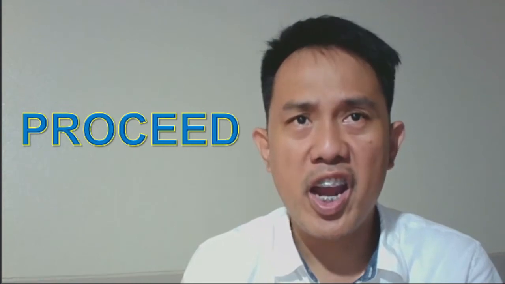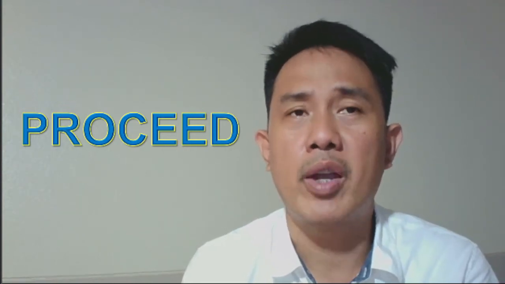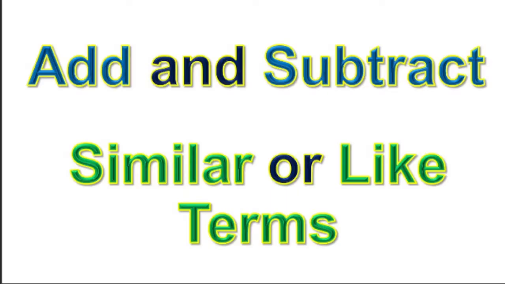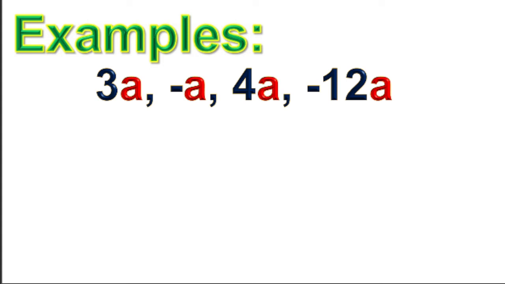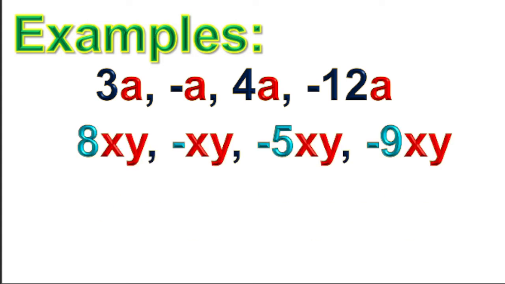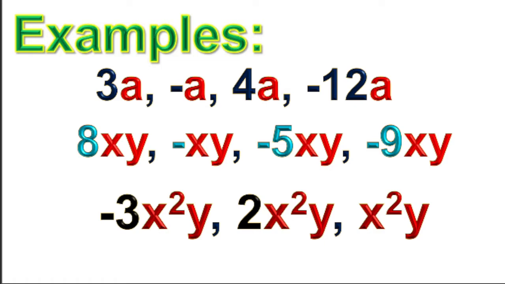Now, we proceed to the addition and subtraction of polynomials. Take note that we can only add and subtract like terms or similar terms. So, what are like terms? Like terms are terms having the same literal coefficient, meaning having the same variable with the same exponent.